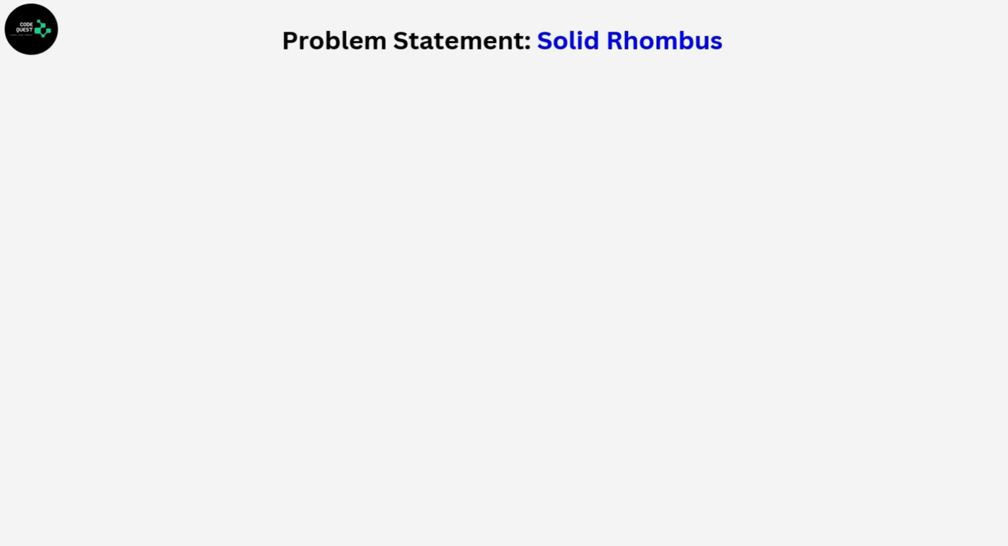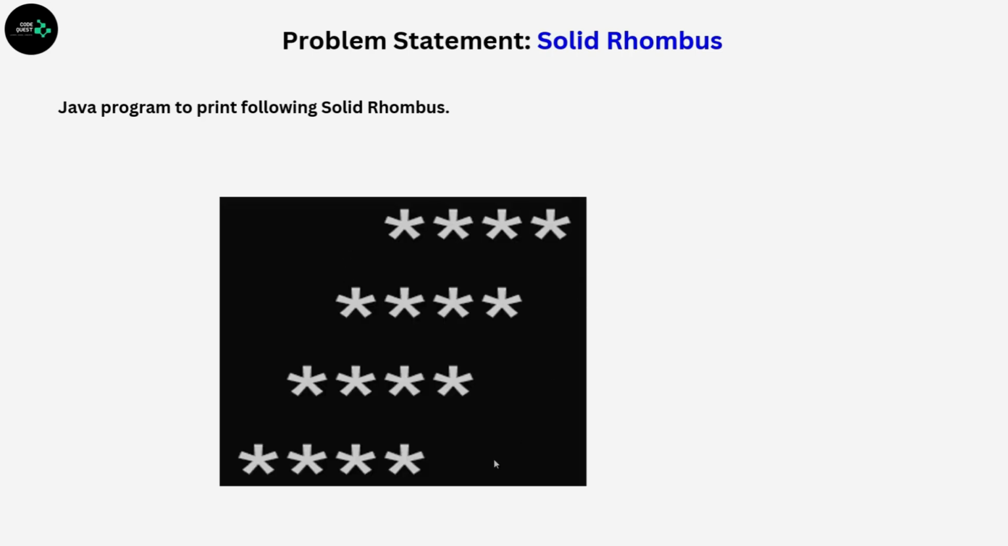So today our problem statement is to print a solid rhombus by using a Java program. A solid rhombus is something which looks like this. Here we have taken 4 rows, and you can increase the number of rows as per requirement. If you have taken 4 rows, this is how your solid rhombus looks like.